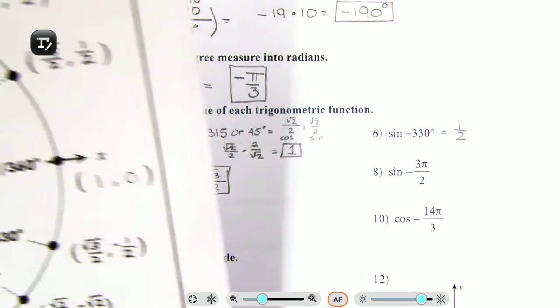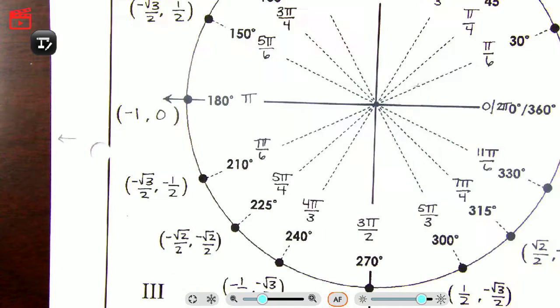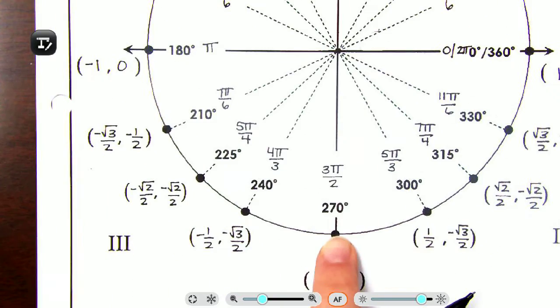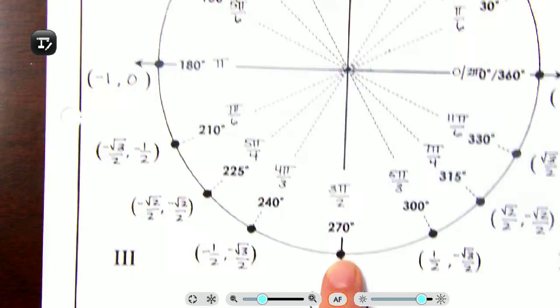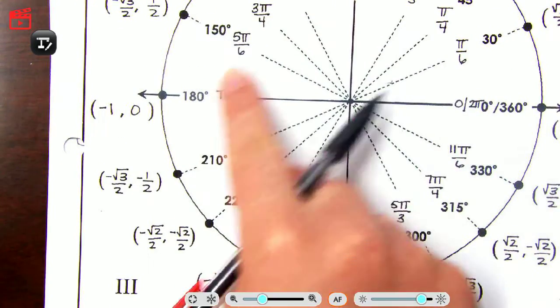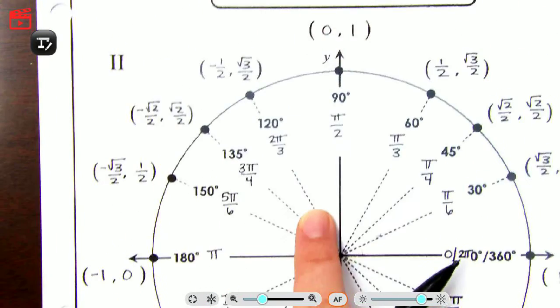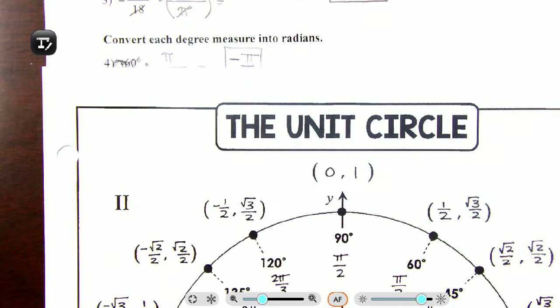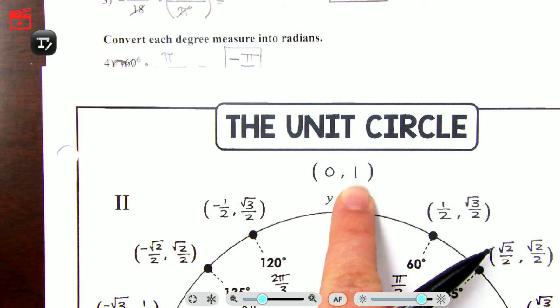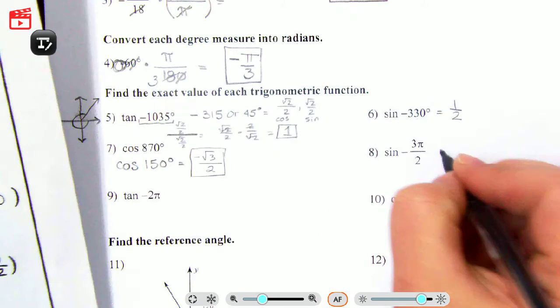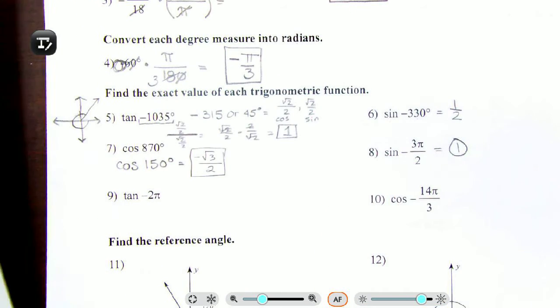Sine of negative 3 pi halves. So 3 pi halves is here, that's in the positive direction, so I'm going to go the same distance, but in the opposite direction. And it's asking me for sine. Sine is the y, so sine is 1.